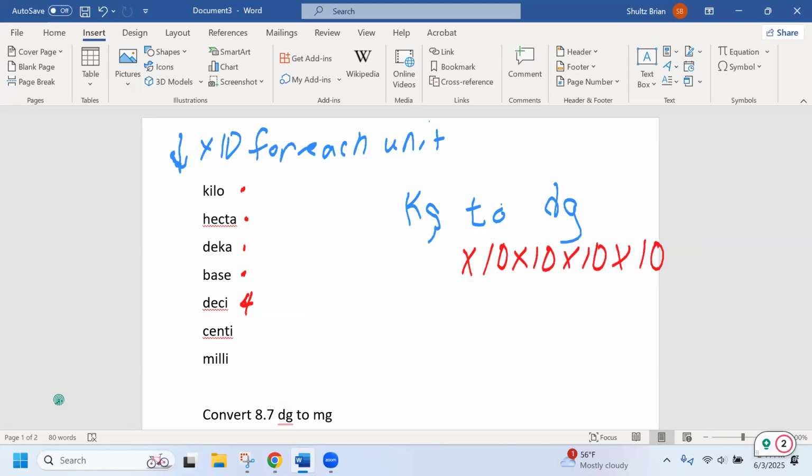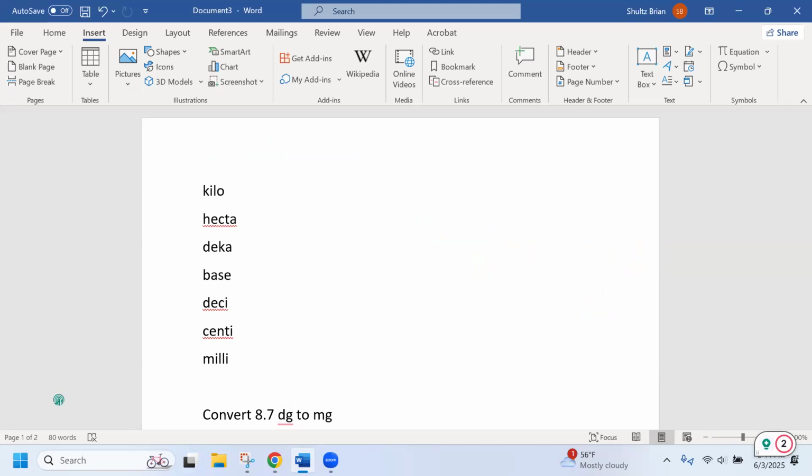that is actually 10,000 is what I'm multiplying by. Okay. And then back to here, if I am going from smaller units to larger units, I'm going to divide by 10 for each unit.